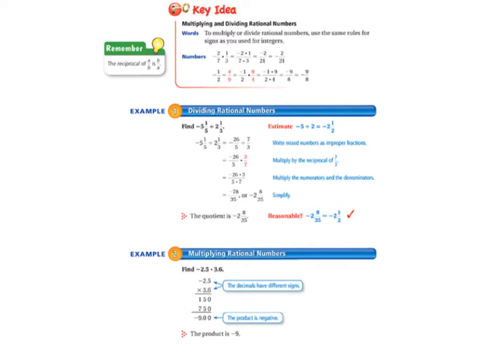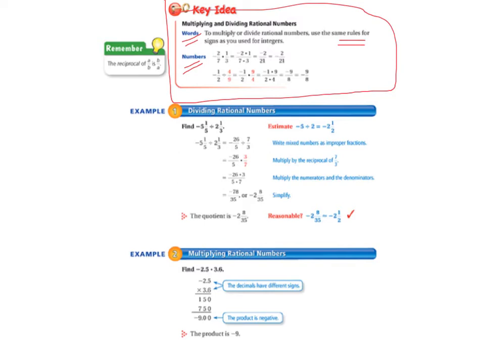At the top of page 64, we have the key idea, which reminds us that when we multiply and divide rational numbers, we use the same rules for signs as we used for integers. So take a moment, pause the presentation, and copy this into your notes. Be sure you copy the words and the numbers, so the example, into your notes.